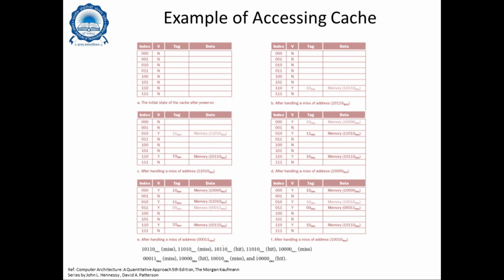And finally, you will have the last miss, corresponding to memory address 01001, and it will be accessed in the cache index given by 001. So 001 is this one that you see here. The data will be brought in from memory location 01001, and the tag value will be 01. The valid bit will be turned on, so it will be specified as yes for this particular location. So you see, that's how the process of accessing caches works.